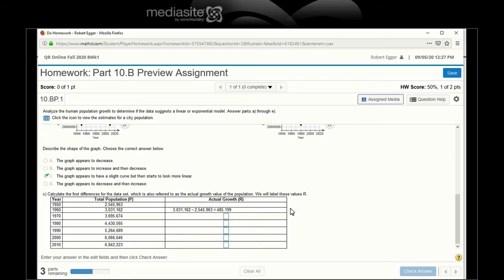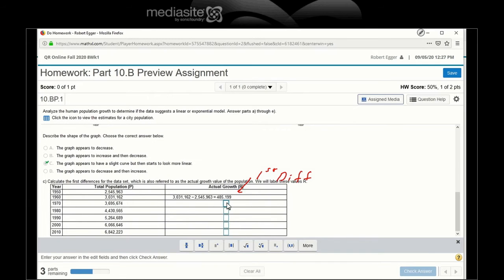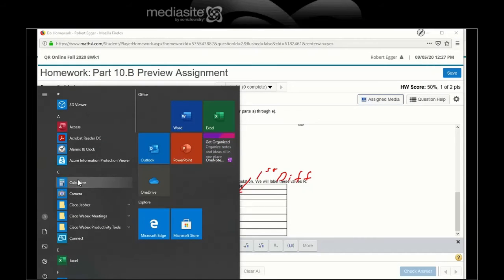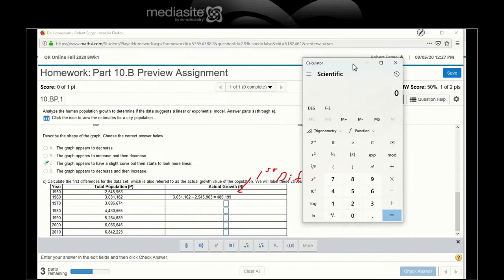Alright, now let's find the actual growth, or the first difference. This is what we did as the first difference in the tutorial. So we're just going to essentially subtract one from the other. So we need a calculator. So let's pull up a calculator. We'll take this number and subtract this number from it.